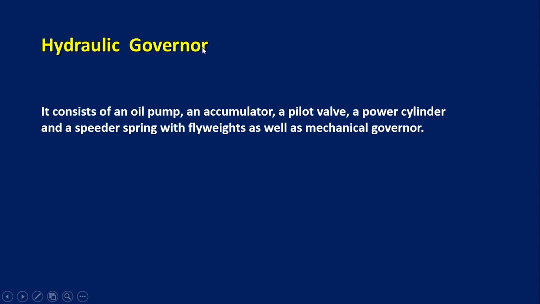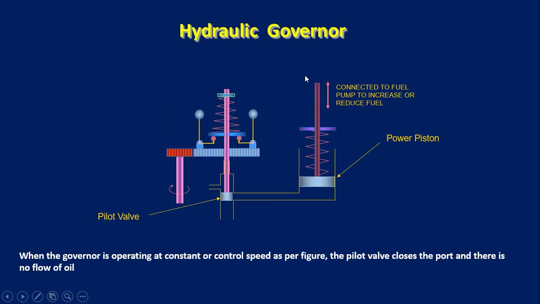Then we will discuss the hydraulic governor. The hydraulic governor's construction is basically the same as the mechanical governor, but it additionally has one oil pump, an accumulator, a pilot valve, and a power cylinder. So you can see here this is the hydraulic governor. This hydraulic governor has one pilot valve. This is a spreader spring. This is a flyweight. This is the power piston, and there is an oil supply coming from the governor, or in some governors this oil supply also comes from the sump.